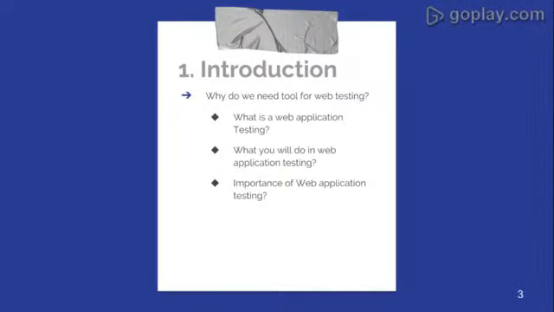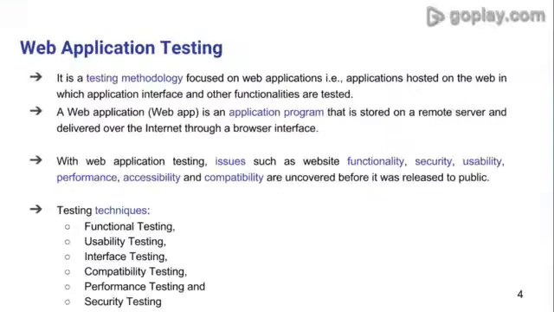So why do we need a tool for web testing? Before going into web testing, let us see what web application testing actually is, what we do in it, and what its importance is. A web application is an application program that is stored on a remote server and delivered over the internet through a browser interface. For example, google.com is a web application, and facebook.com is a web application. So any application on the internet that we access using a browser is called a web application.